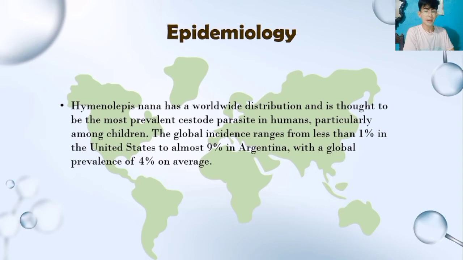Epidemiology. Hymenolepis nana has a worldwide distribution and is thought to be the most prevalent cestode parasite in humans. Particularly among children, the incidence ranges from less than 1% in the United States to almost 9% in Argentina, with a global prevalence of 14% on average.